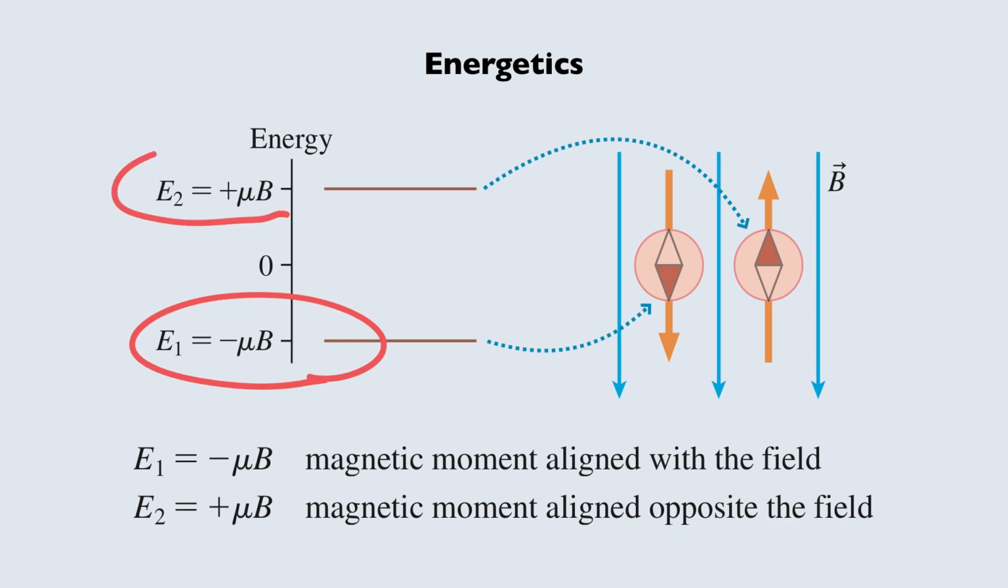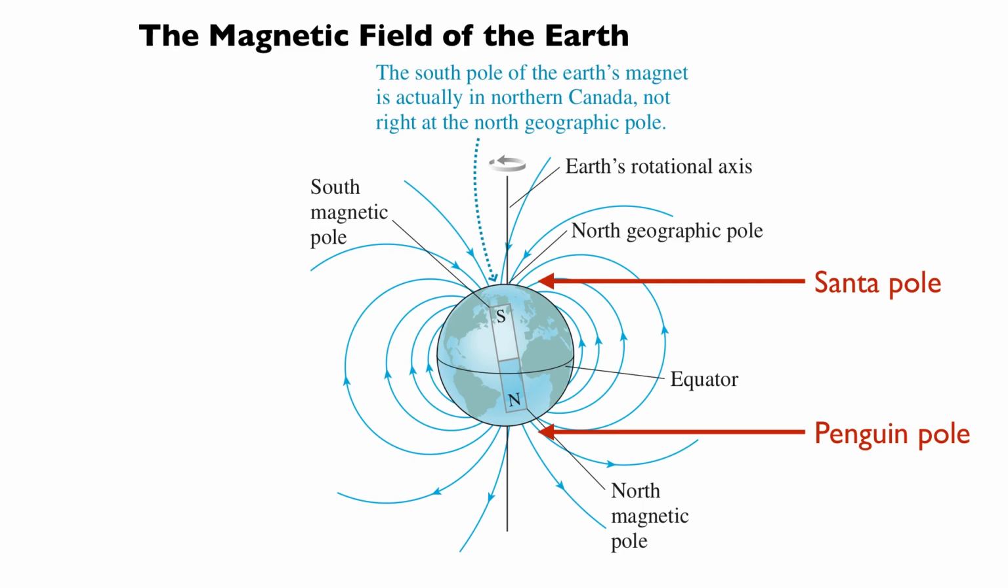Dipole lined up opposite the field is positive mu times B. And so there's a difference in the two energy states right here between having a dipole lined up with the field or a dipole lined up opposite the field. Now let's look at the magnetic field of the Earth.